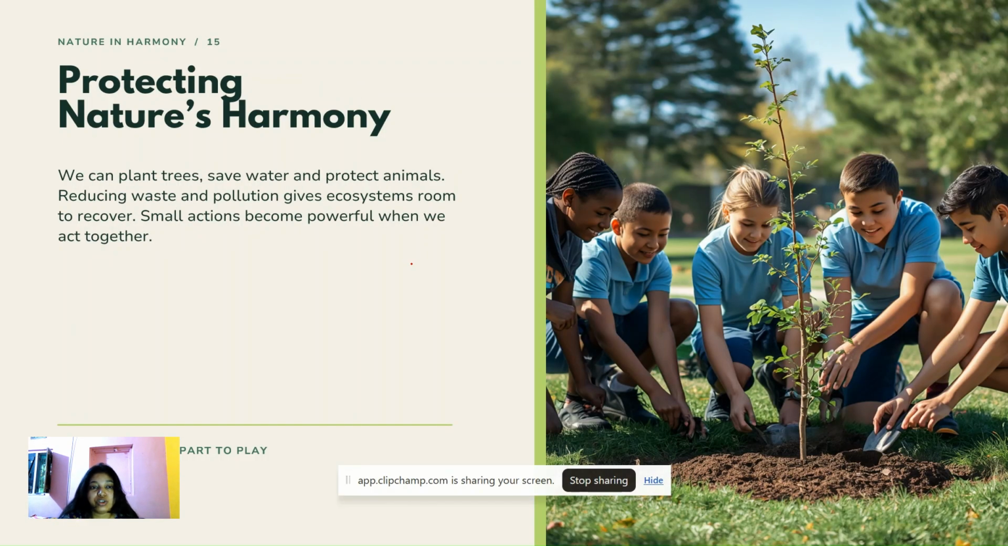Protecting nature's harmony. We can plant trees, save water, protect animals. Reducing waste and pollution gives ecosystems room to recover. Small actions become powerful when we act together.